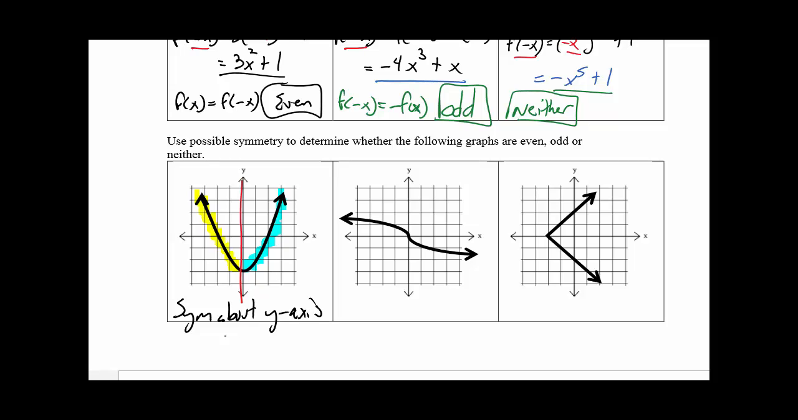Which is by definition an even function. In the next example, I can see there's a pivot point, and then when I look very carefully, I can see that the second quadrant looks just like the fourth quadrant. So it has that idea that if I reflect it twice, then I get the same image. So this is symmetrical about the origin. So it's an odd function.